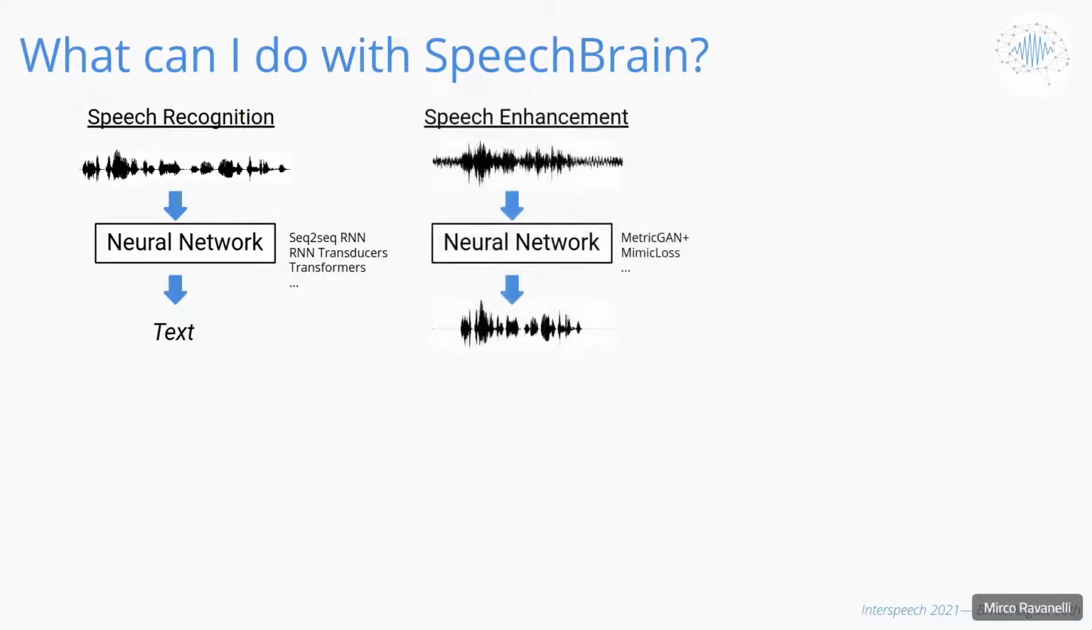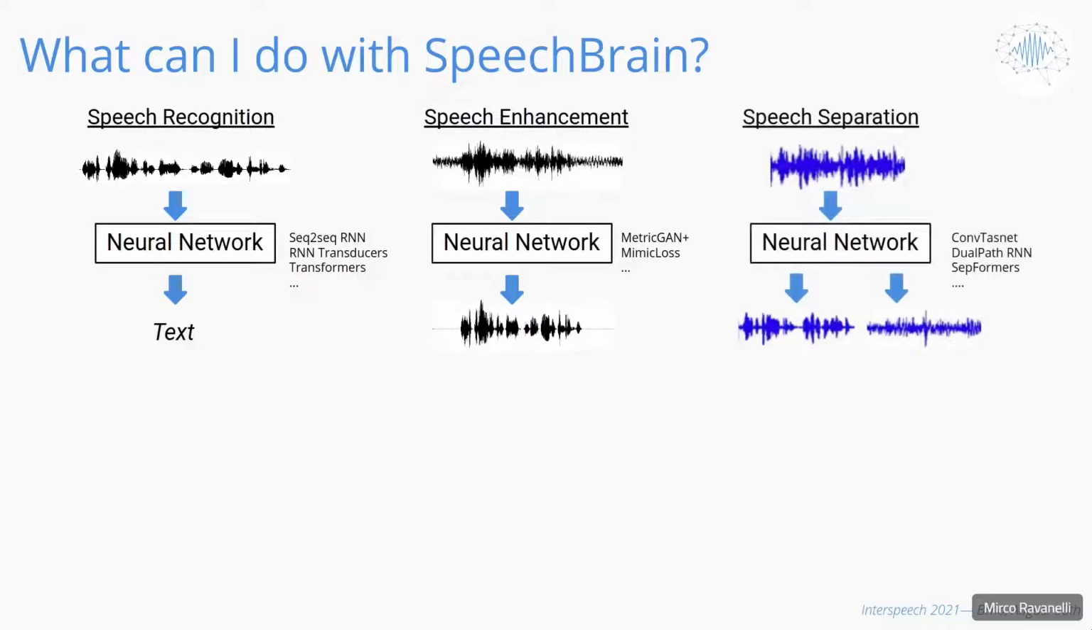We also support speech enhancement. Here, we have many recipes. The two maybe more interesting ones are MetricGAN+, which is a pretty powerful system that will be the object of another presentation here at INTERSPEECH, and then mimic loss that combines speech enhancement and speech recognition. But we also have other baselines here based on transformers, etc. We also support speech separation. Here we have some popular models like ConvTasNet, dual path RNN, and SepFormers.